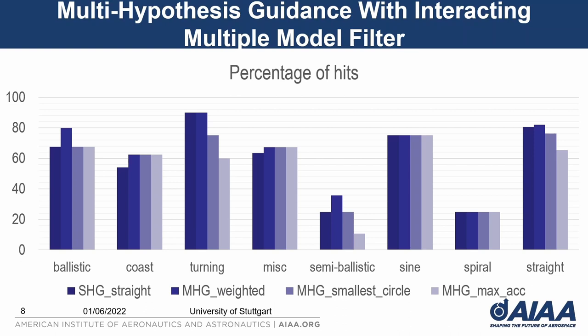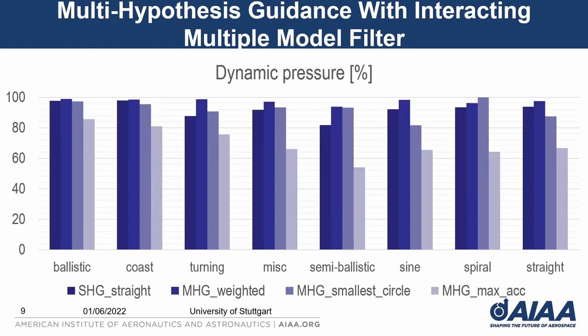The targets were split into different classes of targets, and as you can see, the multi-hypothesis guidance with a weighted average, so the second one from the left, is either equal to the benchmark, the single hypothesis guidance, or achieves a higher percentage of hits. The other two approaches perform either equal to the benchmark, but sometimes worse and sometimes better. Looking at the dynamic pressure at the time of the impact, we can see that the multi-hypothesis guidance with the weighted average always achieves a higher dynamic pressure compared to the single hypothesis guidance. The other two approaches sometimes achieve higher, sometimes lower dynamic pressure.